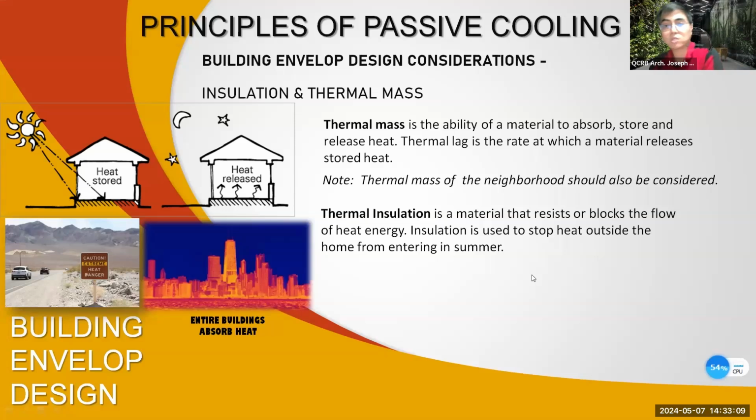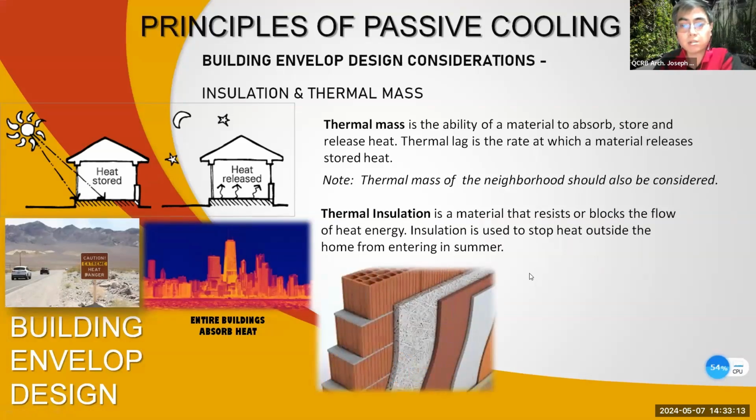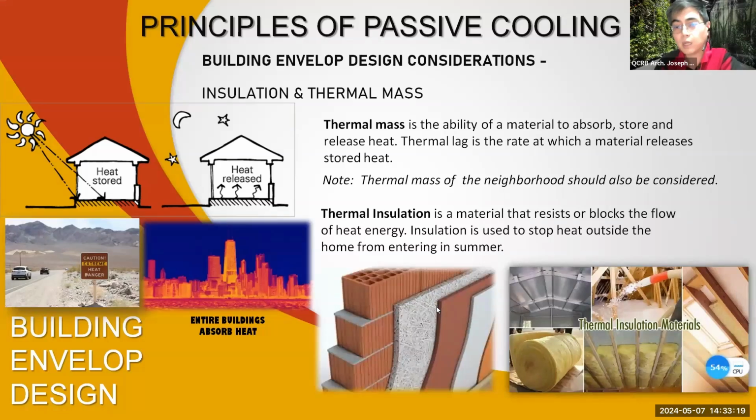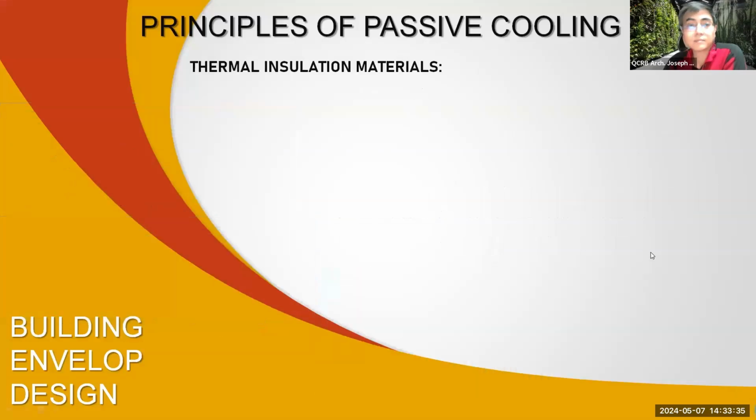Insulation is used to stop heat outside the home from entering in summer, no? So that's what we put outside the wall to prevent heat from entering, no? And that's what we also put in our roofs, no? To prevent heat from entering the roofing sheets, no? If you can see on the right bottom side, there are different types of thermal insulation materials.